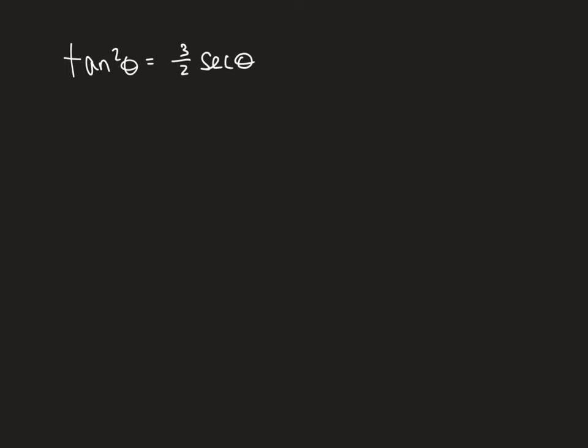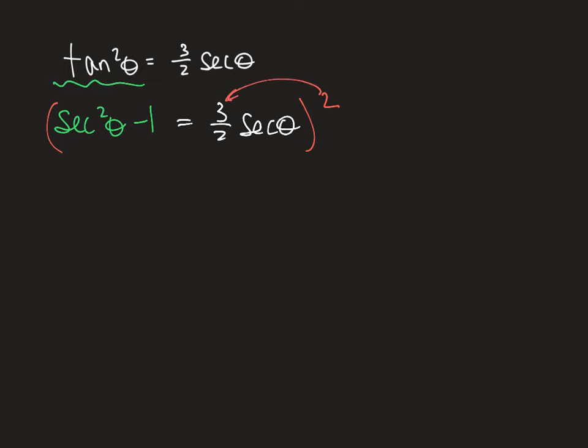All right, so tangent squared equals 3/2 secant theta. We are going to use a Pythagorean identity. So the Pythagorean identity here is secant squared theta minus 1, and that's going to equal my 3/2 secant theta. I am going to multiply everything by 2, so I don't have to deal with that fraction.